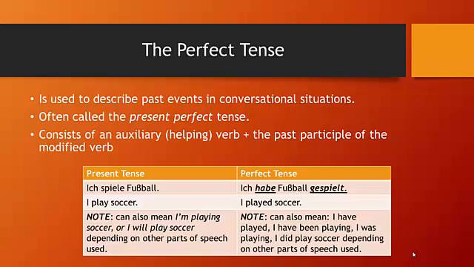I have played soccer, I have been playing soccer, I was playing soccer, and I did play soccer. So all depending on the other parts of speech used.